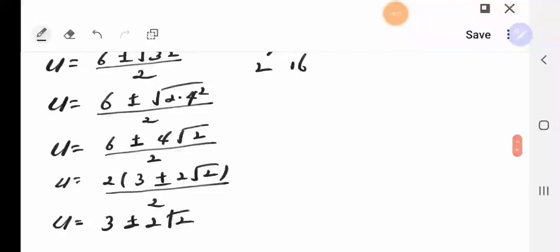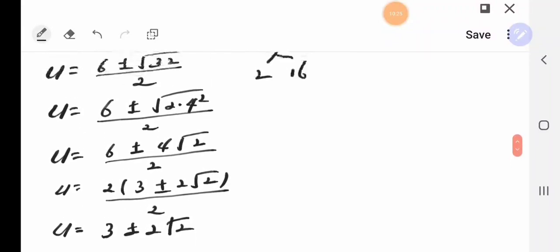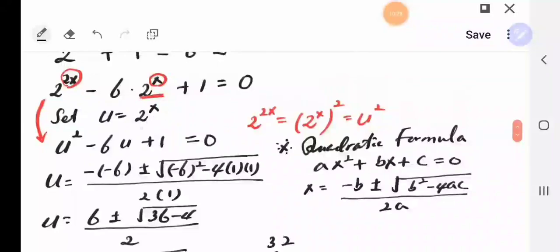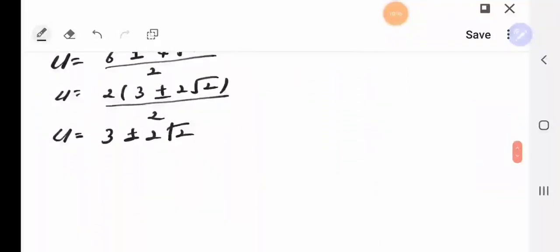So we just found u, but u is not the answer, because u is the expression for this 2 to the x, this exponential. So replace this u with 2 to the x, so that is equal to 3 plus 2 square root of 2. Actually, it's a plus or minus, right? Plus or minus.